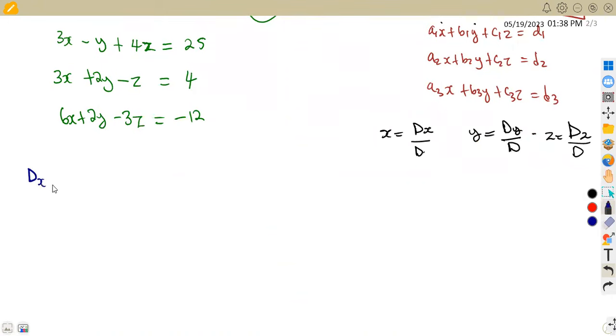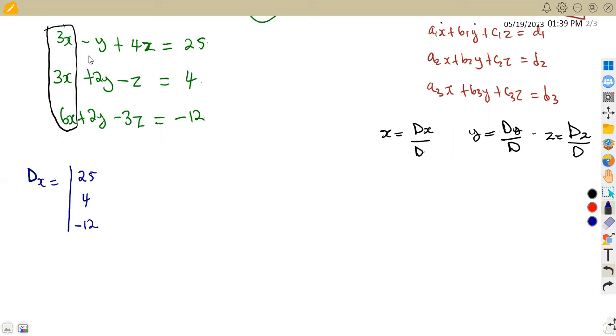The determinant with respect to x. You are going to close the part where there is x here. This is the part where there is x and is the first part that we have here. So this part we replace with the constants. Our constants, that's 25, 4, negative 12. We are going to substitute the constants, replace in this column as it is. So this is going to be 25, 4, negative 12 like this. So we have replaced x with constants.